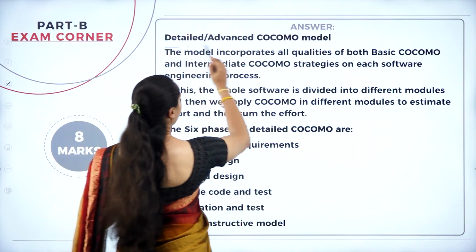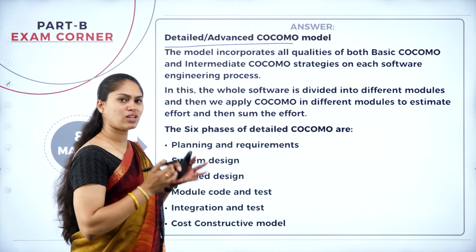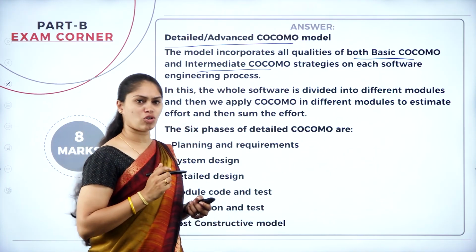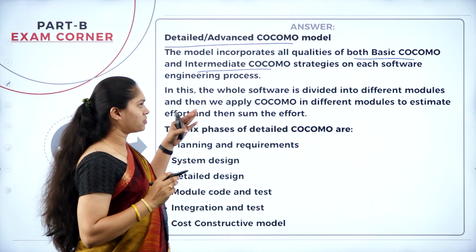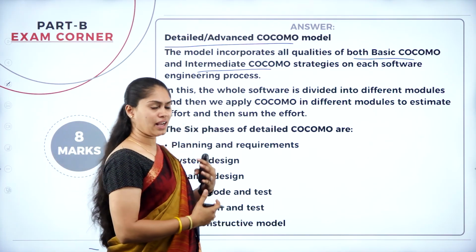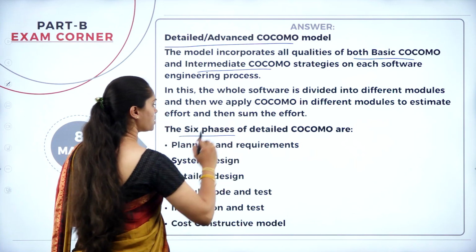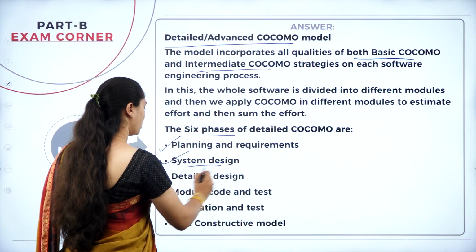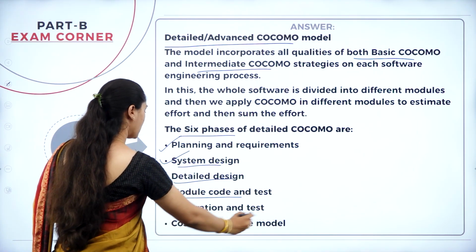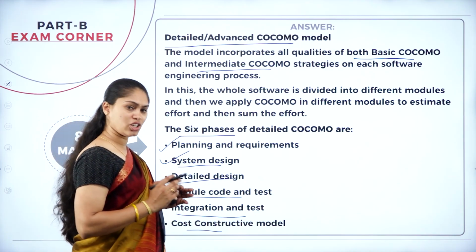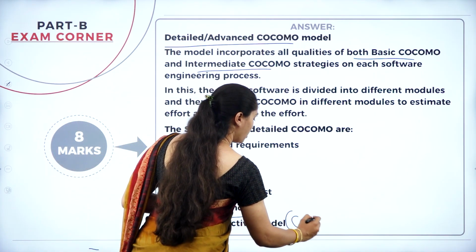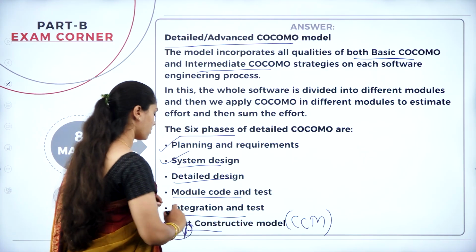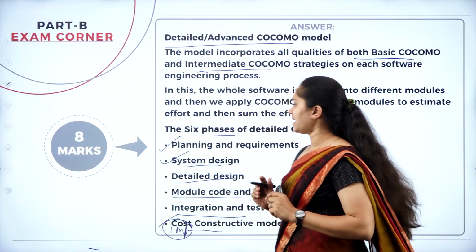When it comes to the detailed or advanced model, it is going to combine both the basic Cocomo model as well as the intermediate Cocomo model. With the help of that, we are estimating a cost. Also we have 6 phases in the detailed Cocomo, which include planning and requirement, system design, detailed design, module code and test, integration and test, and cost constructive model. This is also one of the important models, the cost constructive model. This you can also expect in your examination.